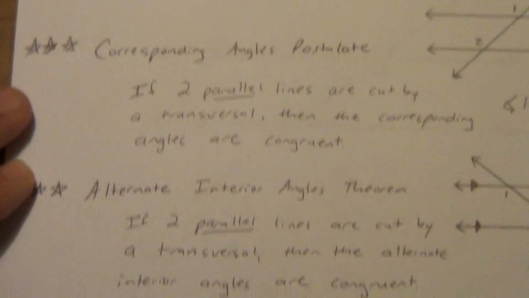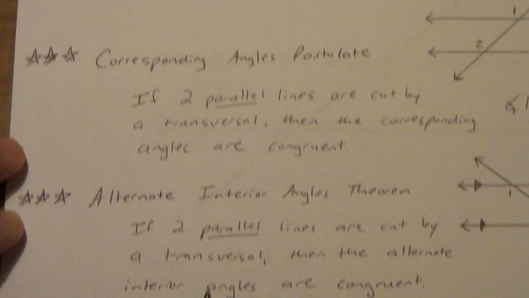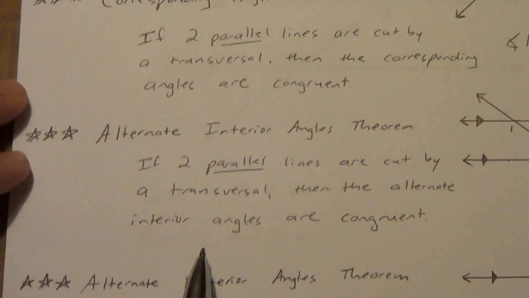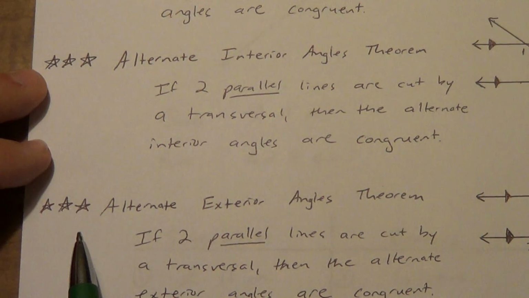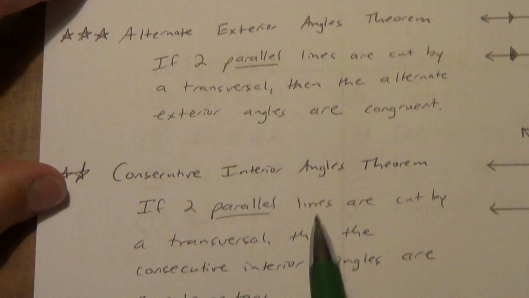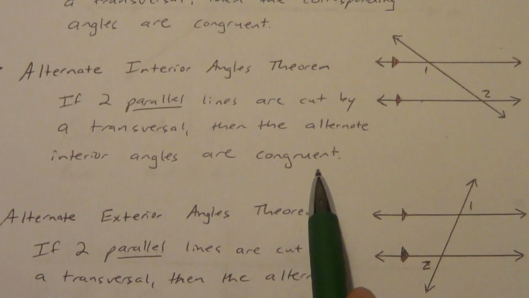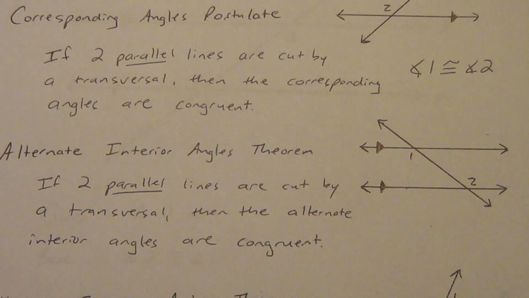All right, well, there you go. That's it. So, quick review. What do you need to know? Corresponding angles postulate, better get it memorized. It's got 3 stars. Alternate interior angle theorem, 3 stars. Alternate exterior angle theorem, 3 stars. Consecutive interior angle theorem, 2 stars. This one's a little bit different because it talks about supplementary at the bottom instead of these 3, which talk about congruent angles. Okay?